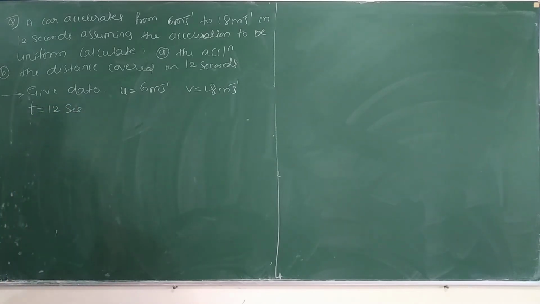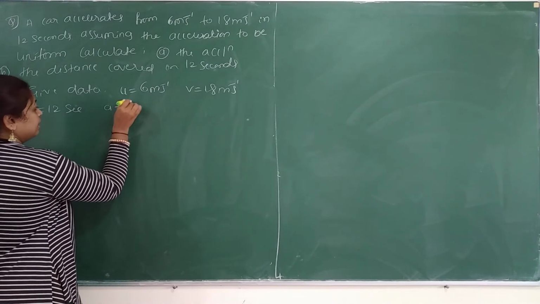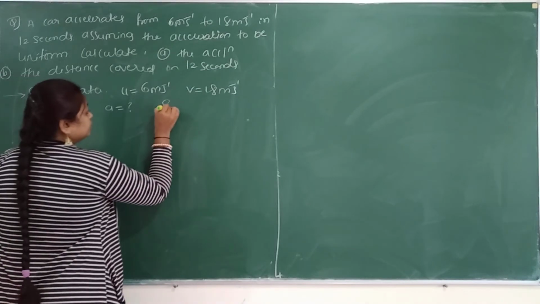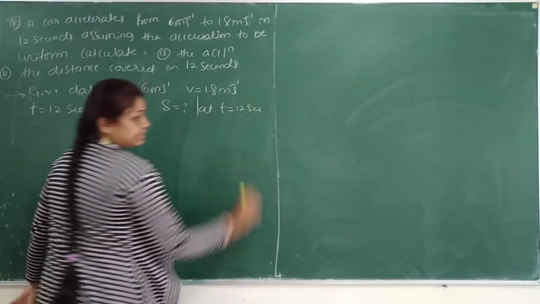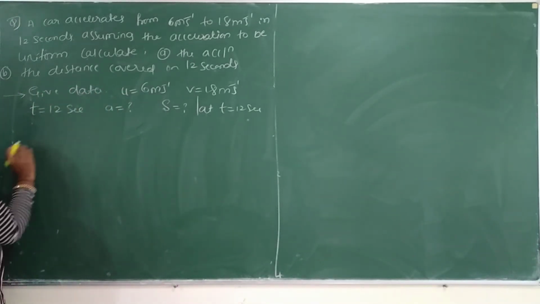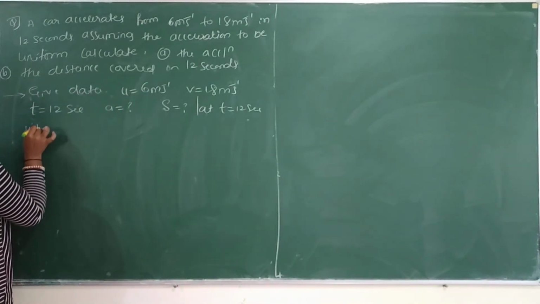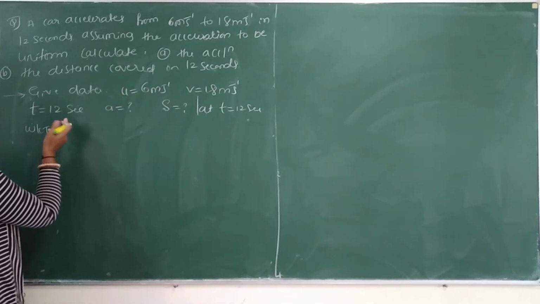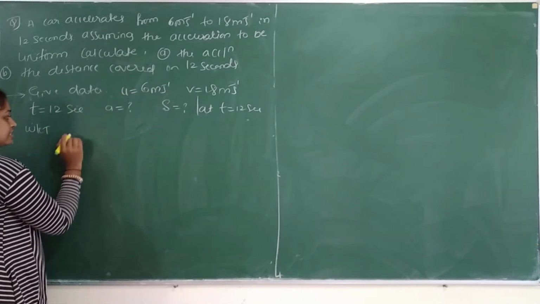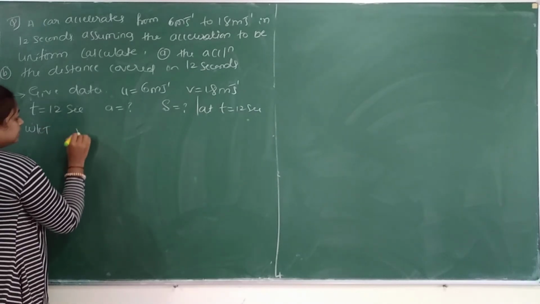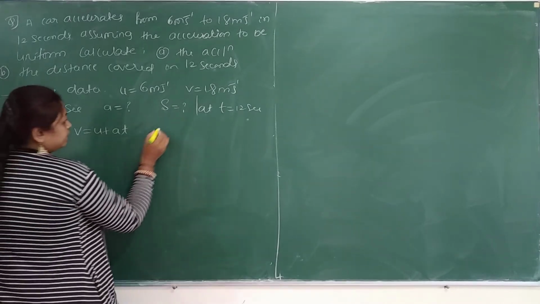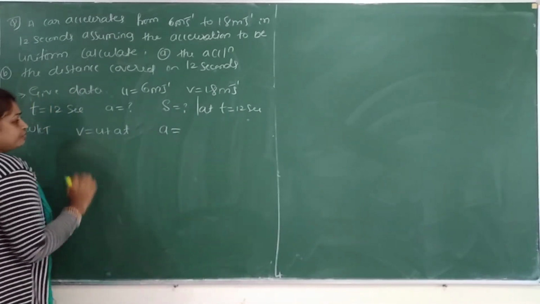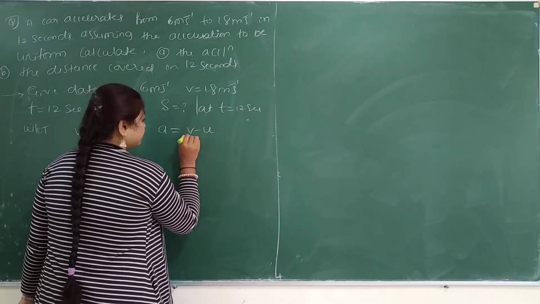Then acceleration is uniform, meaning constant. Then you have to calculate first the acceleration and then the total distance at T equals 12 seconds. First we will calculate acceleration. We know that initial and final velocity are given, time is given. You can calculate this acceleration from equation 1, that is v equals u plus at. You have to calculate a here, so just rearrange the formula. You will get a equals v minus u divided by t.